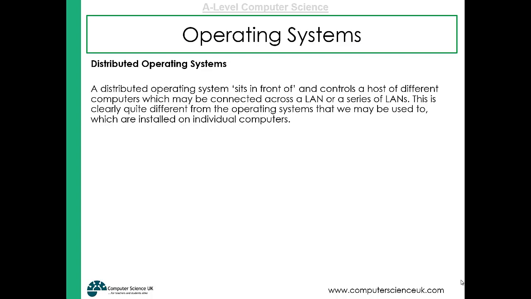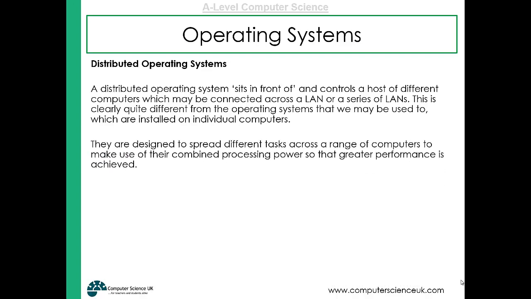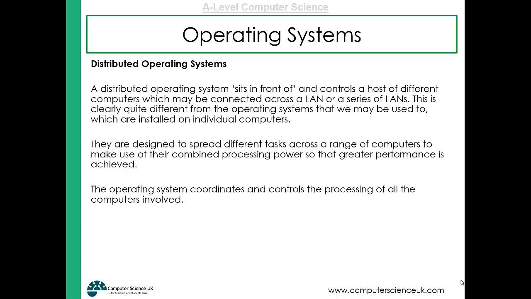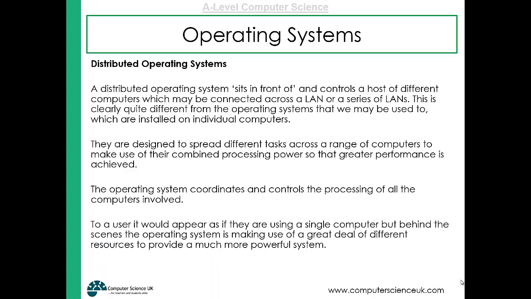So this is clearly quite different from the operating systems that we're used to, which are just installed on different computers. They're designed to spread different tasks across a range of computers to make use of their combined processing power. So the operating system coordinates and controls the processing of all of those different computers that are involved. To a user that's using that operating system, it would look like a single computer. But behind the scenes, it's making use of all of the different hardware, all the different processing power of those different computers to make a really powerful system.